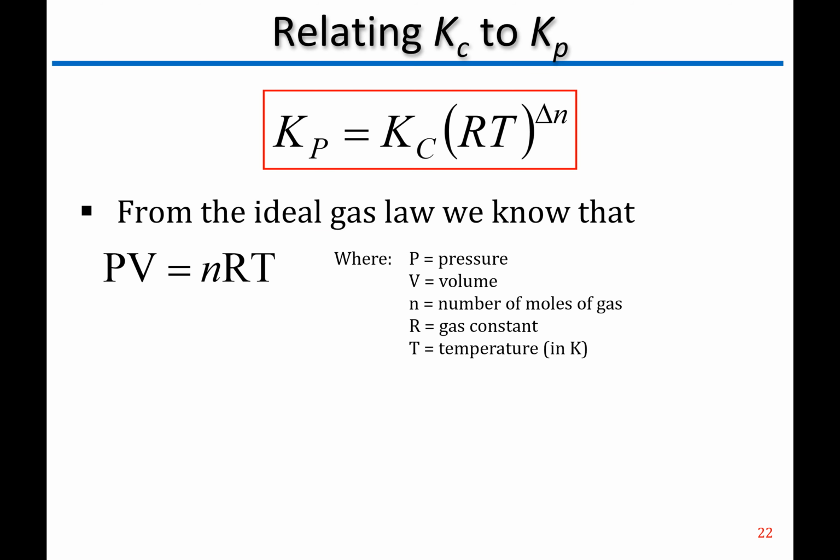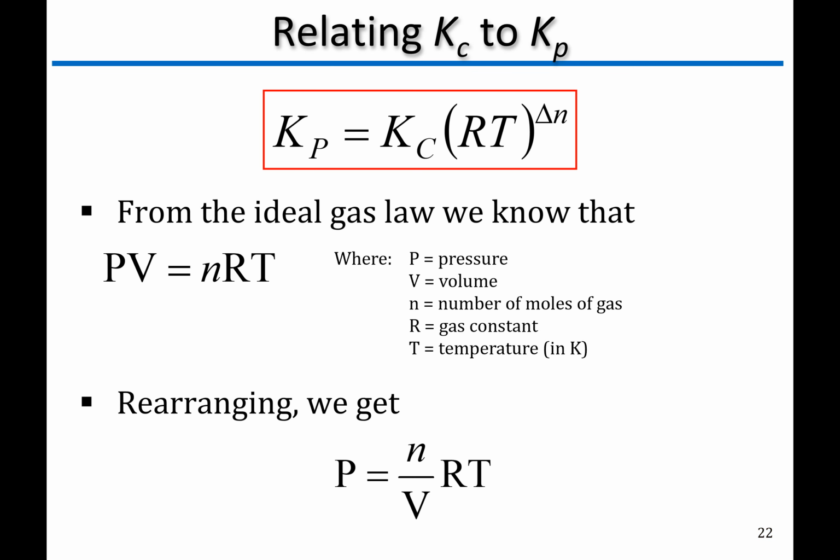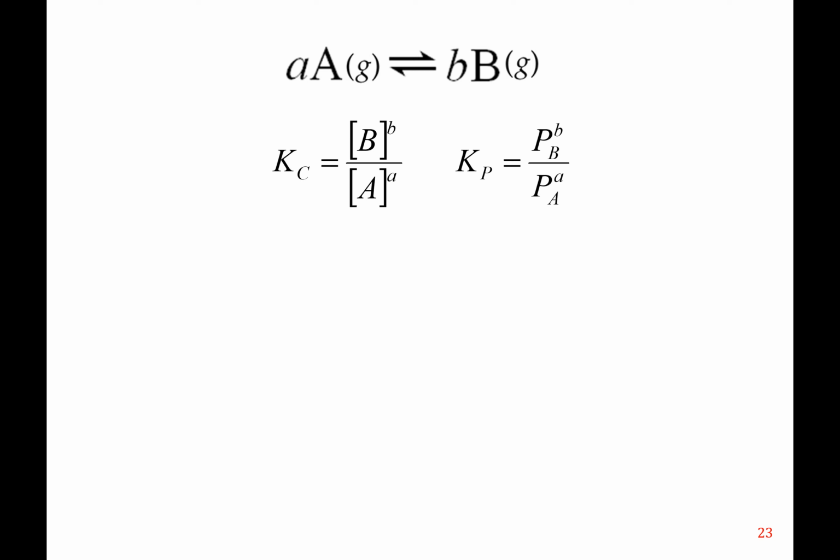This comes from the ideal gas law, where we know PV is equal to nRT, where P is our pressure, V is our volume, n is the number of moles, R is the gas constant, and T is the temperature. If we rearrange, we get P is equal to n over V times R times T. So how do we get from there to Kp is equal to Kc times RT?